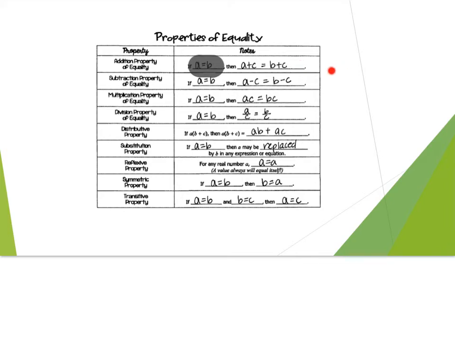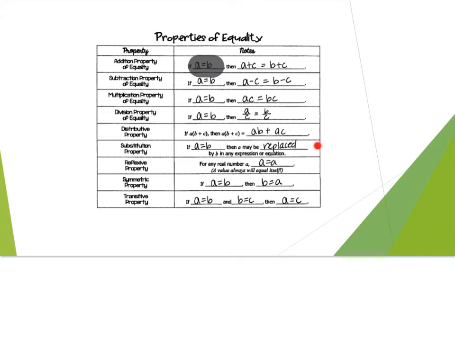For the subtraction property, we started off with A equals B, and you notice over here, it's minus C, that's the subtraction property. In this third one, we have C multiplied on both sides, that's going to be the multiplication property. C is being divided on both sides, that is going to be the division property. And this is an all-time favorite in Algebra 1, the distributive property. Once you multiply the outside number by every number on the inside, you get A times B plus A times C.